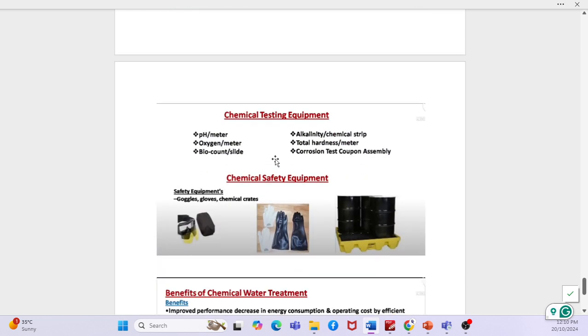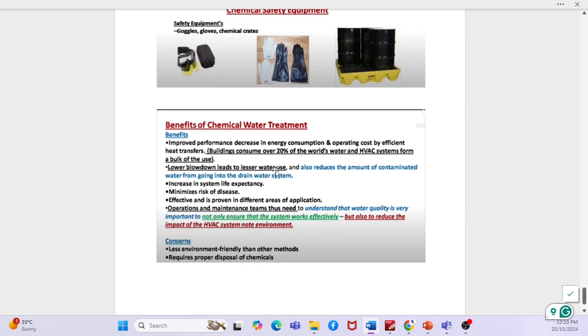So you have chemical testing equipment. You have different types, like a pH meter, oxygen meter to check your water properties, alkalinity, chemical strength, total hardness meter, corrosion meter, right? So what is the benefit of chemical treatment? This is the summary. Improved performance, decreasing energy consumption and operating cost by efficient heat transfer.